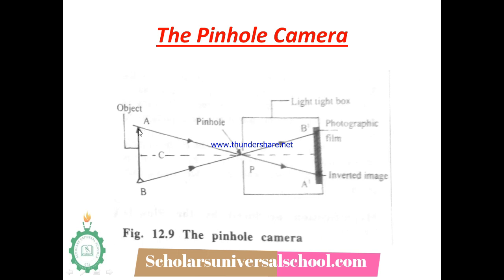As you can see here, at this point you have your A at the top, but here you have A at the bottom. This means what? The object has been inverted after passing through this pinhole, which means that the image formed by a pinhole camera is always inverted. Note that. So as you can see here, this is the light box, and this is the photographic film used as the screen, and the image is inverted.